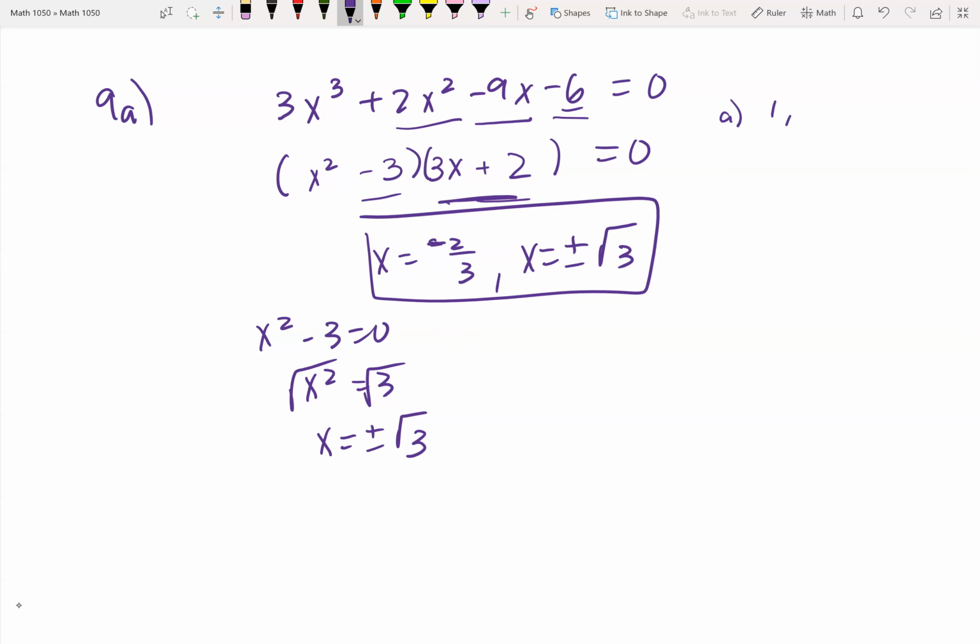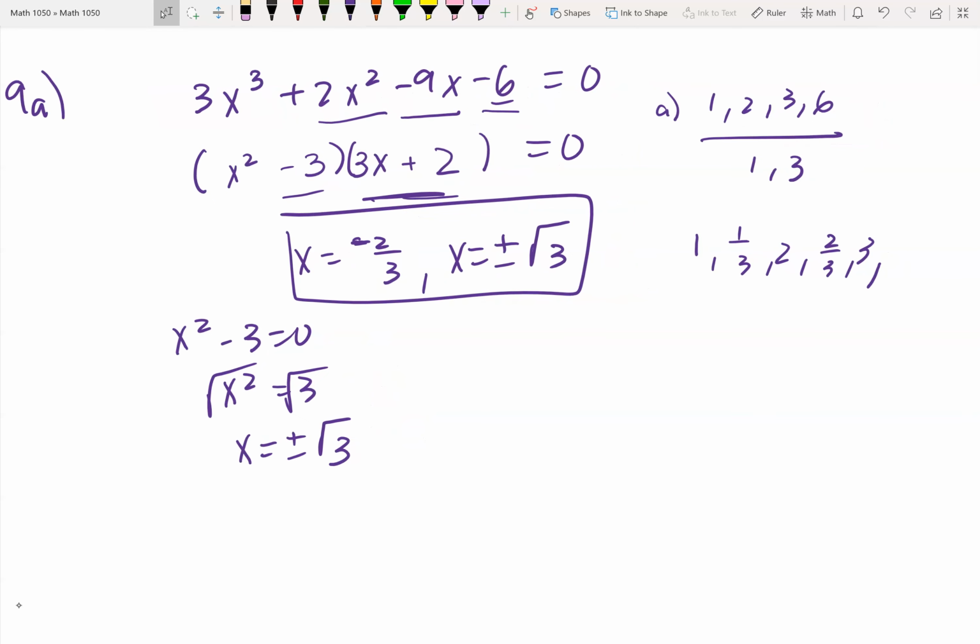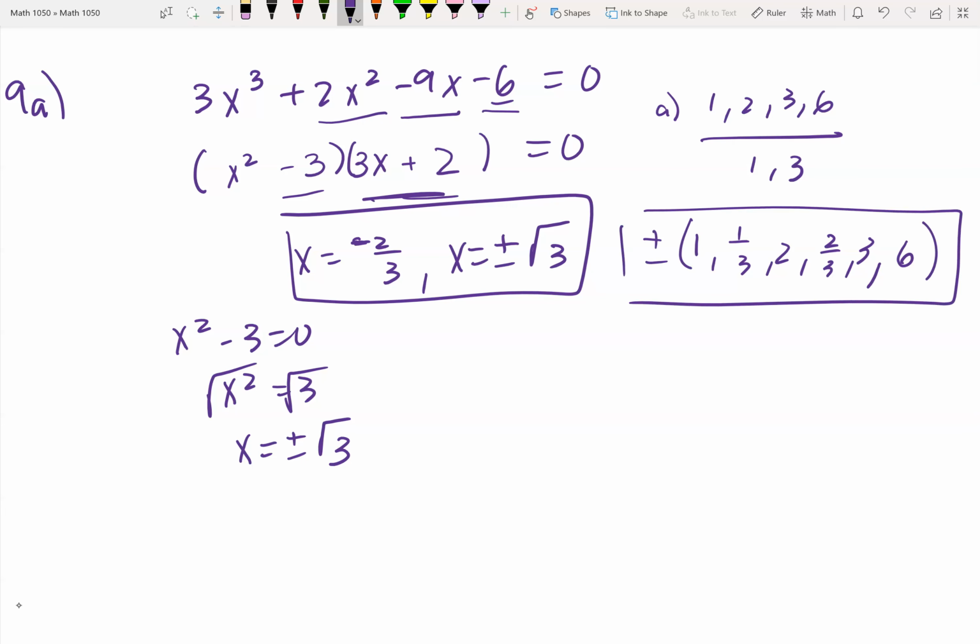What goes into 6? 1, 2, 3, and 6. What goes into 3? 1 and 3. So your possibles are 1 over 1, 1 over 3, 2 over 1, 2 over 3, 3 over 1, 3 over 3 is a 1, 6 over 3, 6 over 1 is a 6, and 6 over 3 is a 2. So that's all of them, plus or minus, got it. Then plug those in, find the one that works, that's the answer to part B, and then part C is that right there.